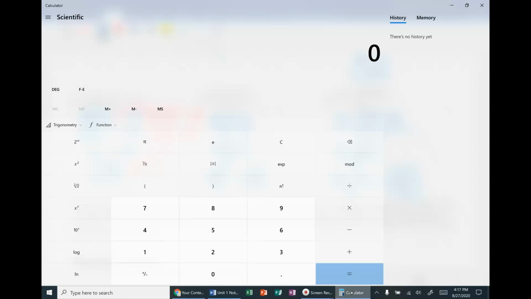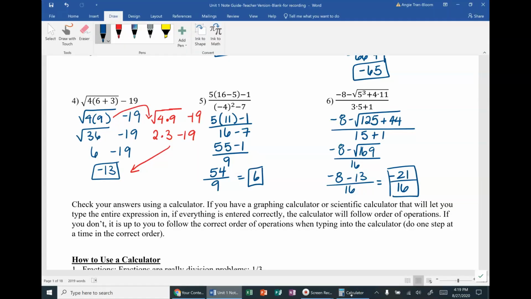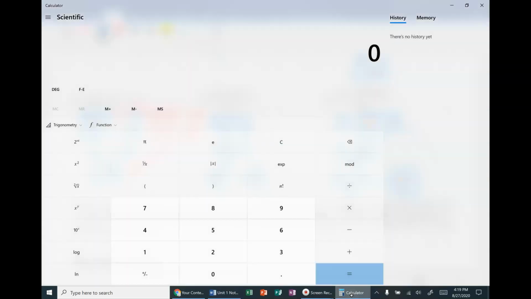As you can see, I have a not very fancy calculator. I don't have a lot of buttons here, but all I'm looking for is if I can enter in the fractions and see if I can get plus 4 times 11 all over 3 times 5 plus 1. If I don't know how to use my calculator, watch me. And this is me doing it incorrectly, since let's just say that I don't know how to use my calculator.